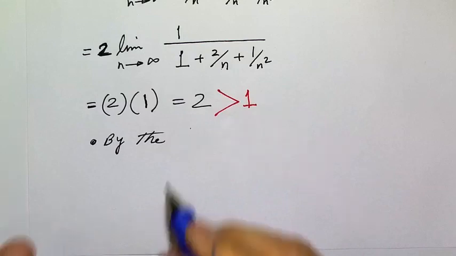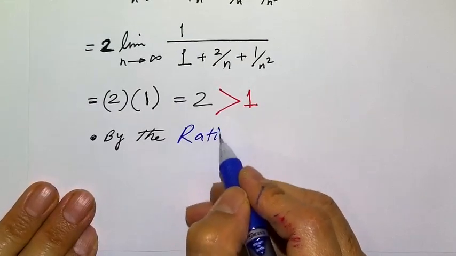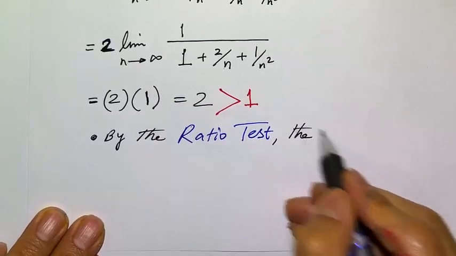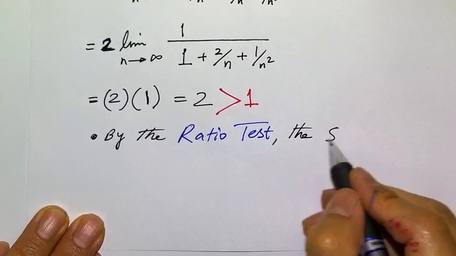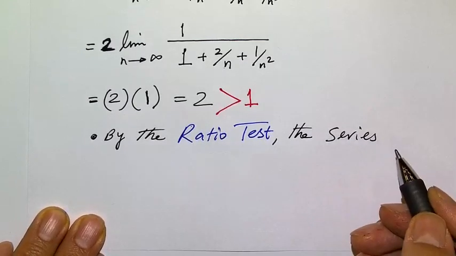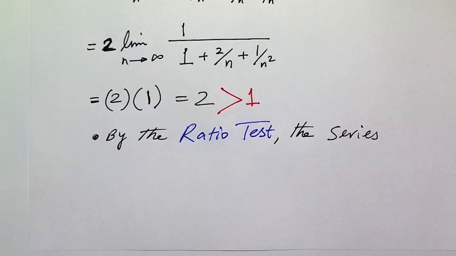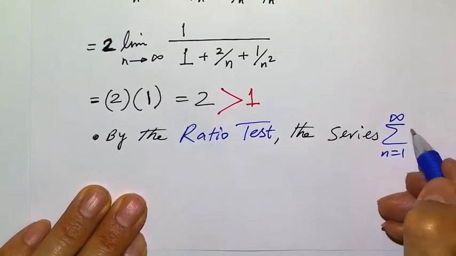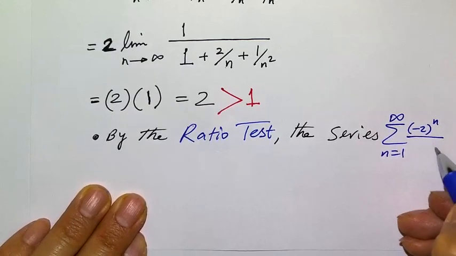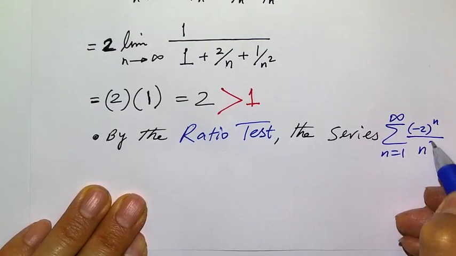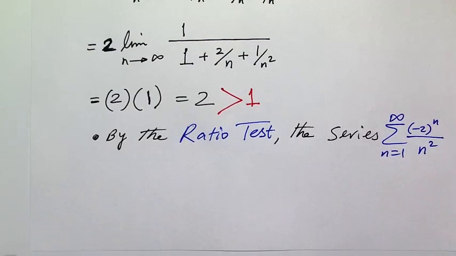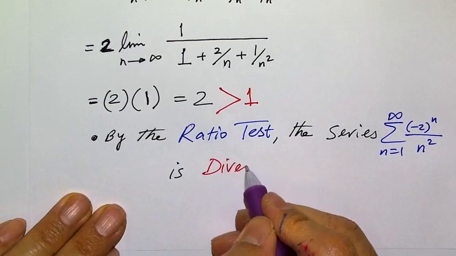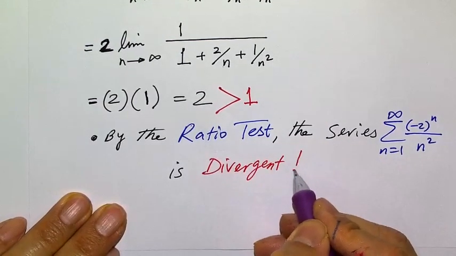So by the ratio test, the series over n squared is divergent. Okay.